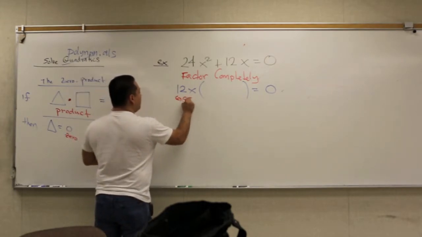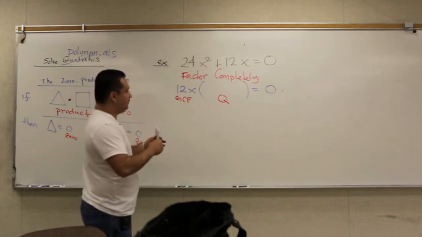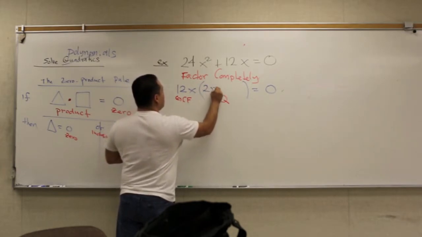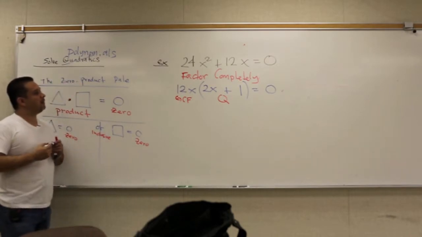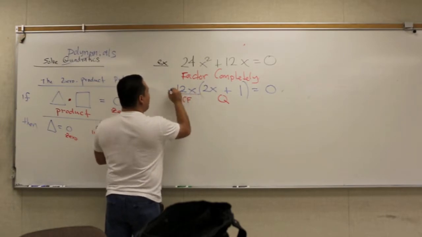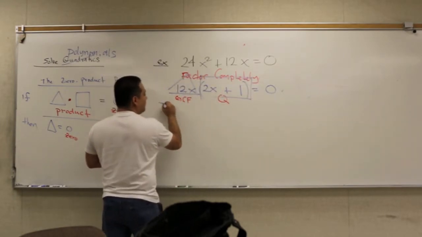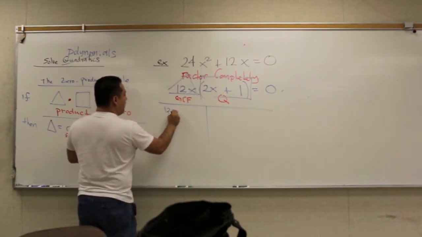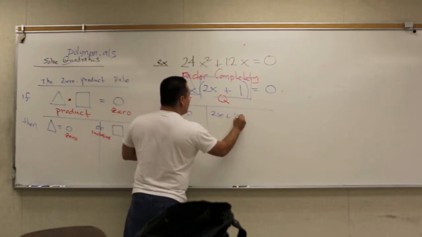Greatest common factor, here's your what? Quotient. What is the quotient? Is it 2x plus 1? Anybody second that? Look how nice that is. So I got a triangle here, if I want to look at it that way, and I got a rectangle here. I get to use the zero product rule. So you get 12x is 0, and you get 2x plus 1 is 0.